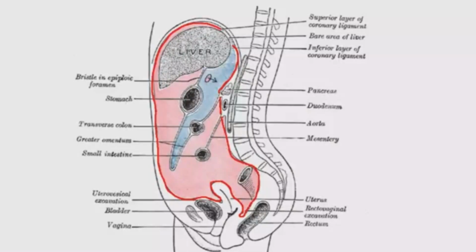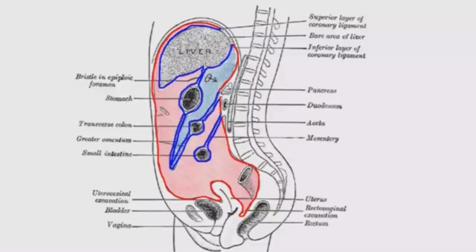And then where the peritoneum surrounds the viscera, so the organs within the cavity, it's called the visceral peritoneum. So I'm going to draw this on in blue. So now we've got the red parietal peritoneum and we've got the blue visceral peritoneum. So it's one continuous layer, but where it surrounds the organs it's called the visceral peritoneum.